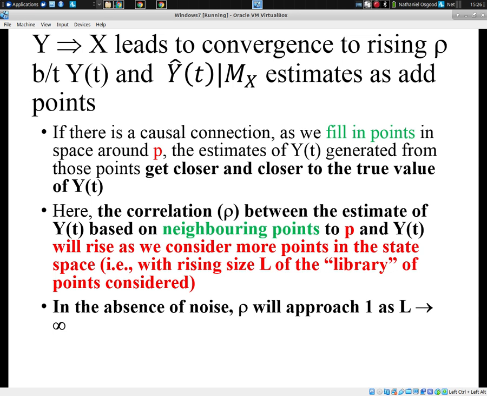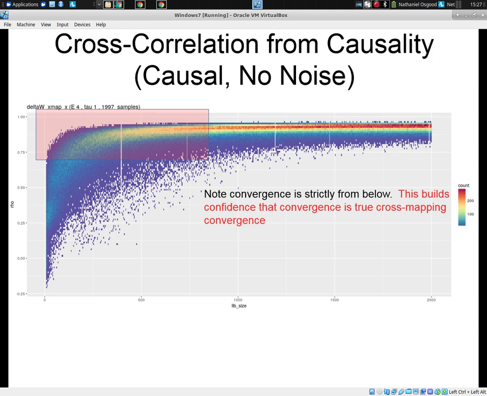And here the correlation rho will rise as we consider more points in the state space, and the library of points goes up. And in the absence of noise, and this is an important comment, rho approaches 1 as L goes to infinity. It'll approach 1. You get something like that.